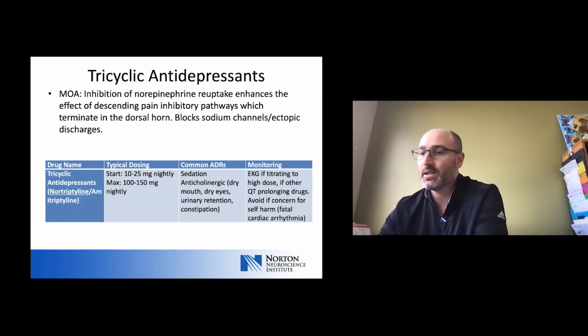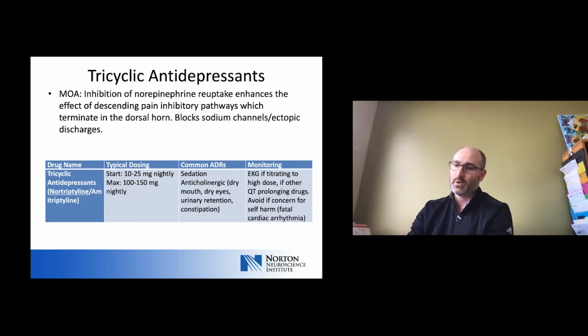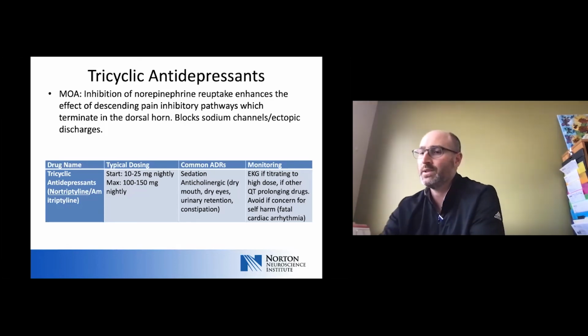All right, so the tricyclics. Like the SNRIs, the tricyclics are going to inhibit norepinephrine reuptake, and they're going to increase the effect of the descending inhibition pathway and also block sodium channels, which would block those ectopic discharges out in the peripheral nerves. So again, like with the SNRIs, there's more tricyclics than listed here, but amitriptyline and nortriptyline are the ones used most frequently for neuropathic pain management.